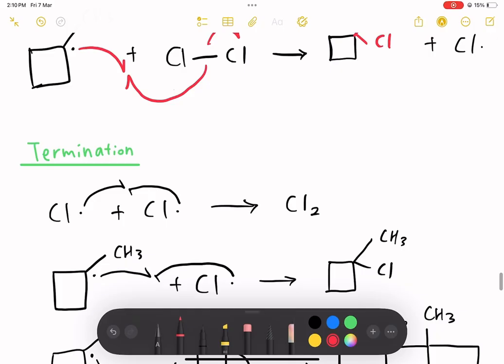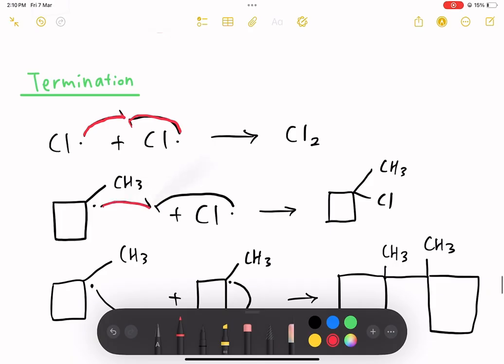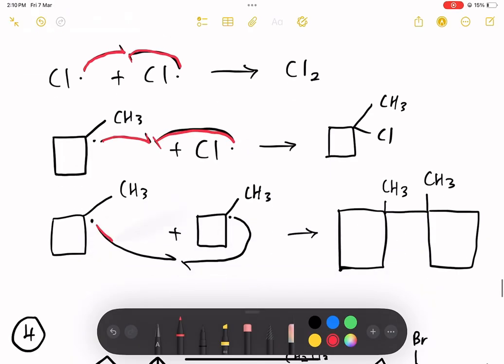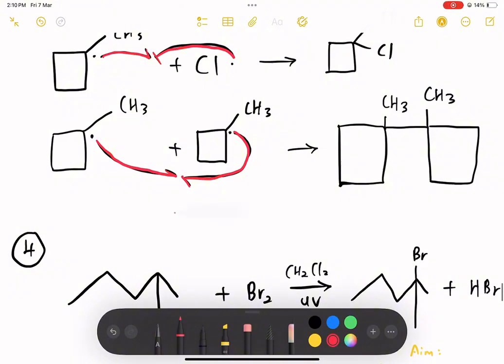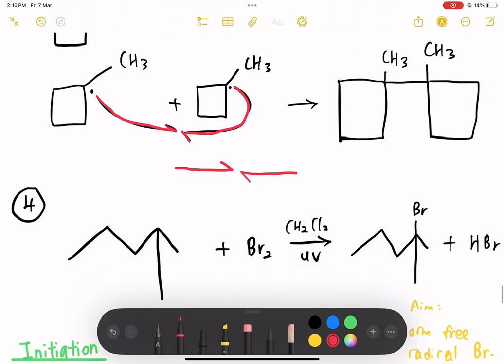So the unpaired electron will become a bond. Unpaired electron become a bond. So always remember, the arrow is half-headed and it must be in opposite directions for them to join together.